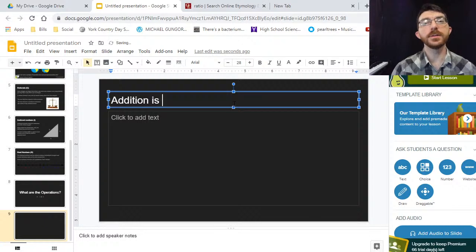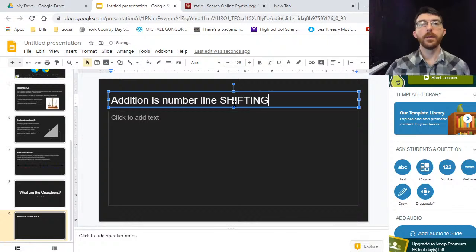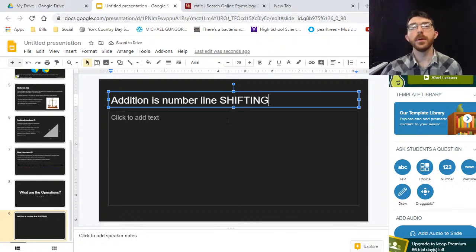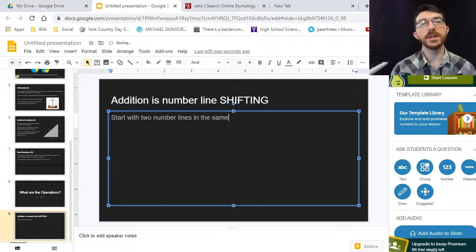Addition is number line sliding or shift. Shifting. Okay. Start with 2 number lines in the same position. Okay.